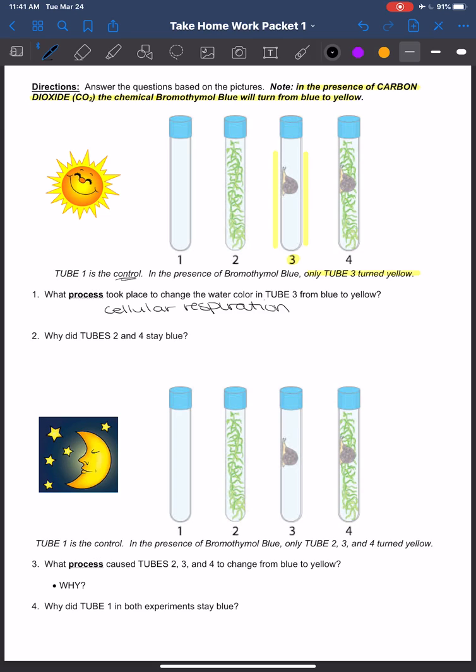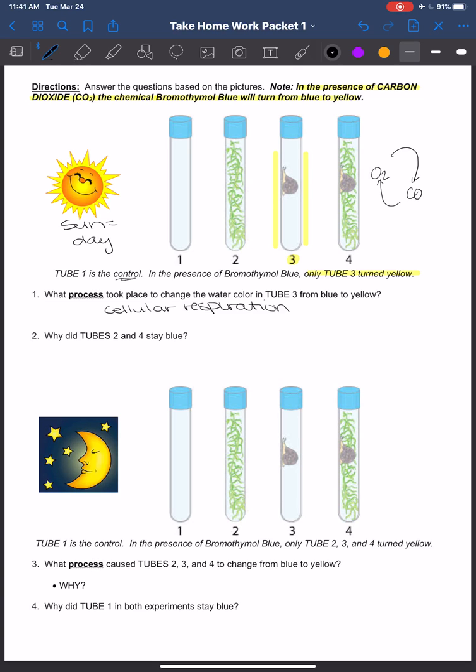Okay, so why only tube 3 turned yellow? This is the daytime, right? Because we have sun, so sun equals daytime. In tube 2, that means that the plant is doing photosynthesis. It's putting out oxygen, which would keep the BTB blue. And in tube 4, we have an animal and a plant, which means they are cycling CO2 and O2. So they're just continuing that cycle back and forth, like how we saw in the last slide.